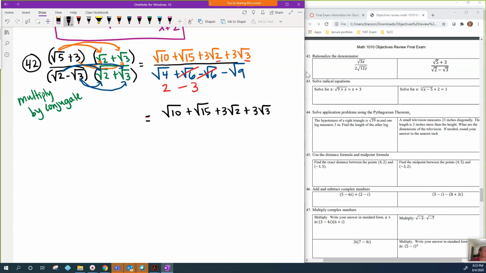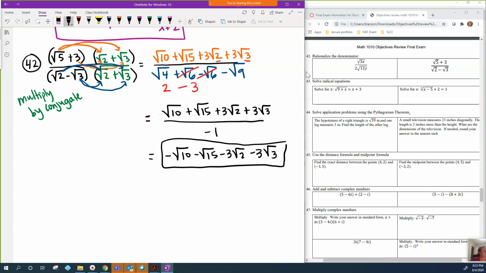But when I'm dividing this all by a negative 1, it's really like I'm dividing each different part by negative. So it'd be negative square root of 10 minus square root of 15 minus 3 square roots of 2 minus 3 square roots of 3. And so that is as simplified as we can get this. So that would be our answer.